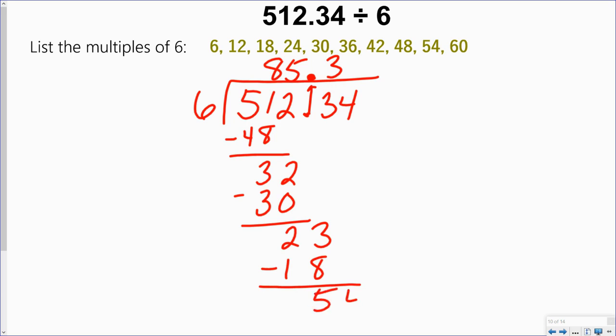Bring down my 4. Gives me 54. 6 goes into 54 9 times, which is exactly 54. So then when I subtract, I have 0 left over. So right now, my answer looks to be 85 and 39 hundredths.